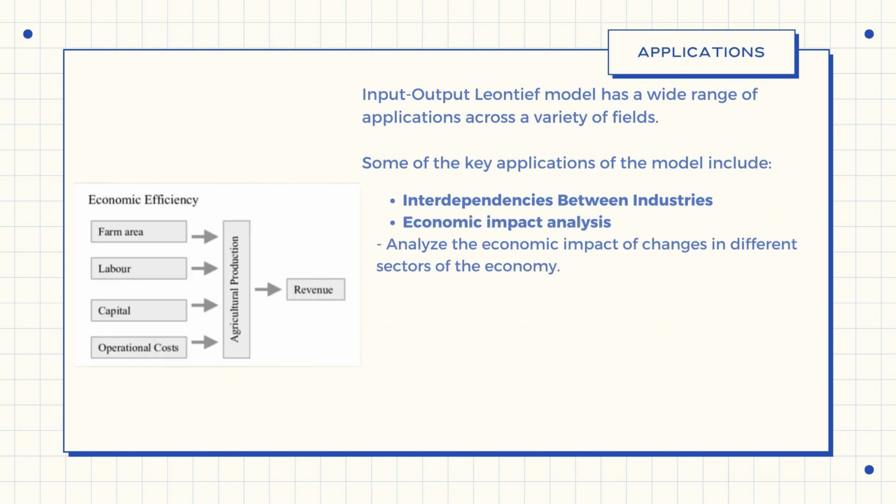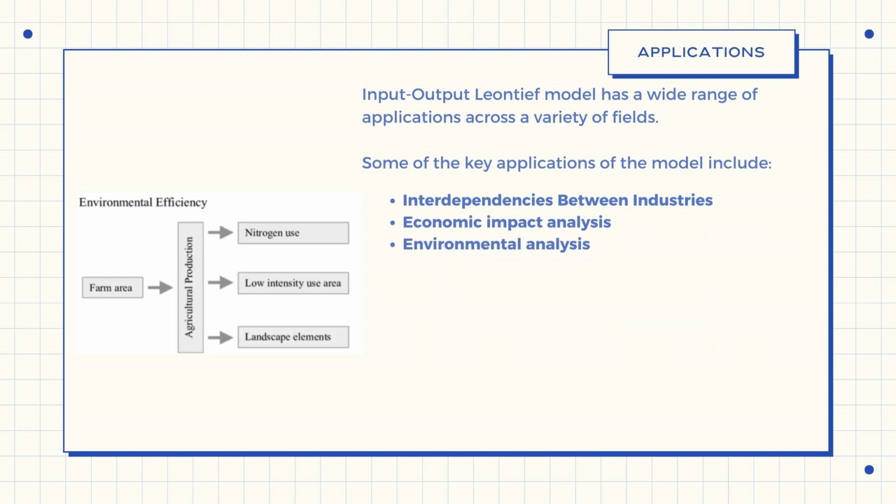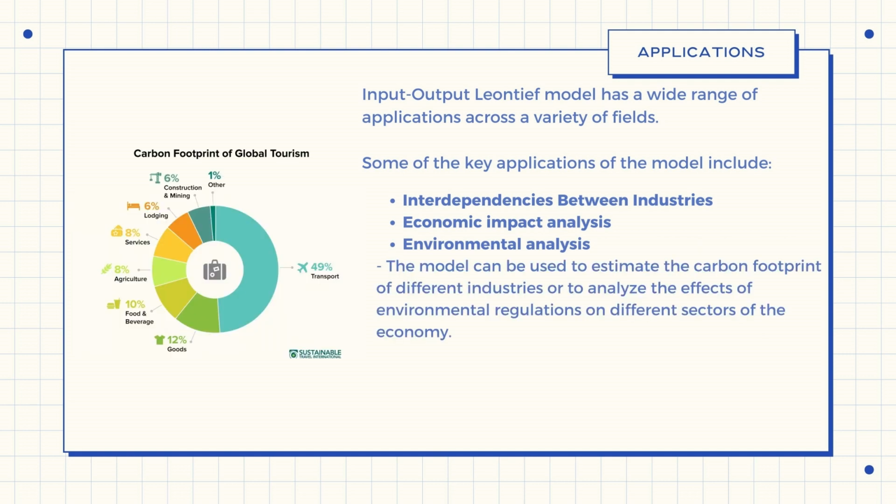Similarly, the input-output Leontief model can be used to assess the impact of economic policies, such as changes in government spending or taxation, on different sectors of the economy. It can also be used for environmental analysis. To illustrate, the model can be used to estimate the carbon footprint of different industries, or to analyze the effects of environmental regulation on different sectors of the economy.